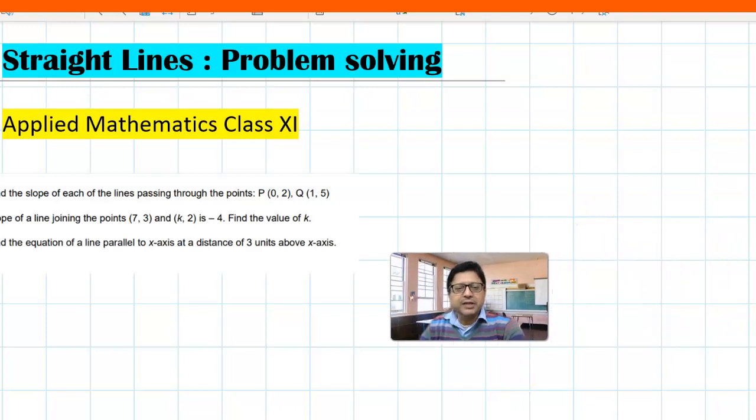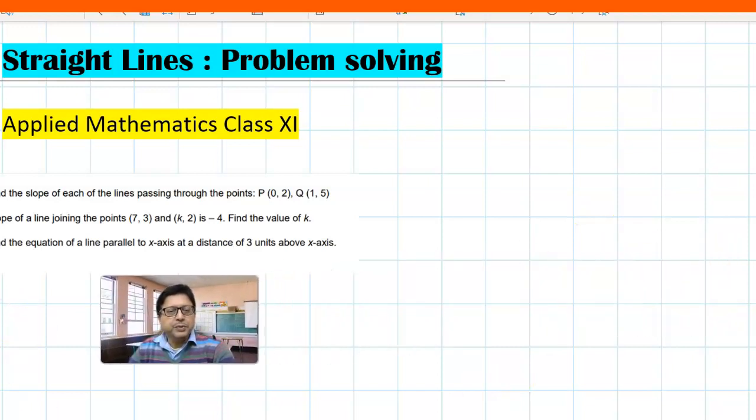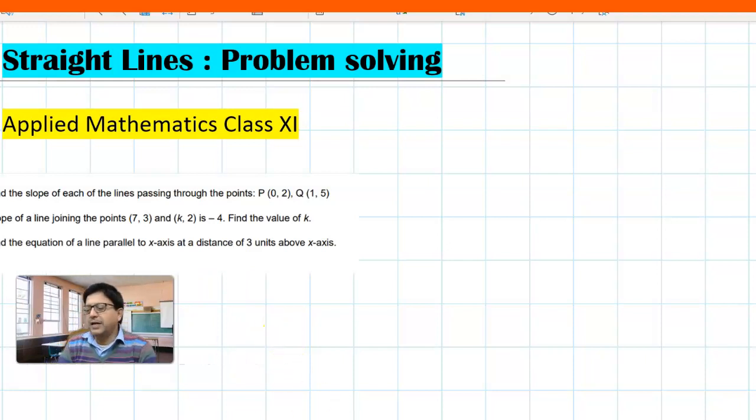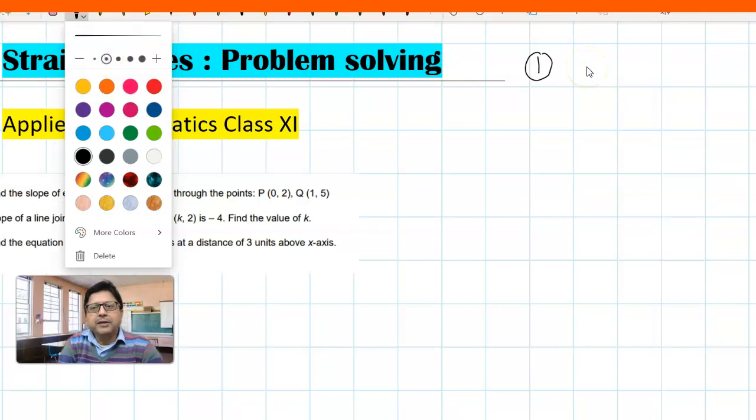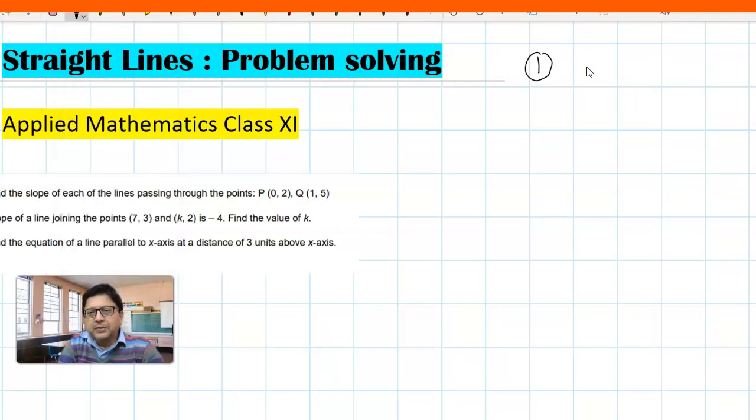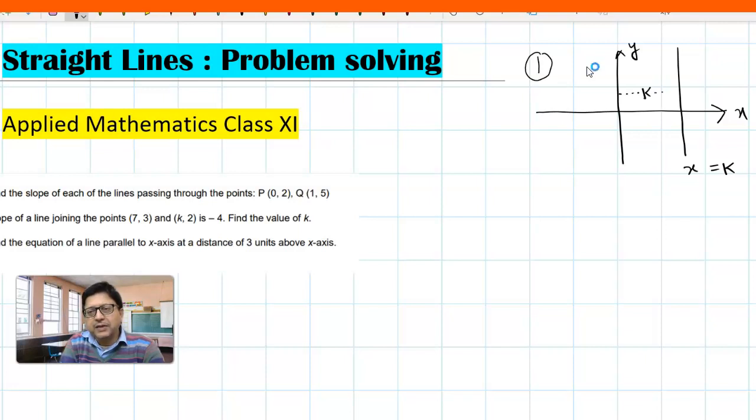Before doing sums on straight line, we need to remember all the different forms of straight line. I just write it here in brief because we'll be using these forms only. If we remember equations of lines in terms of lines parallel to coordinate axis, this line which is parallel to y-axis, we can write as x equal to constant. What does k stand for? k is the distance of the line from the origin.